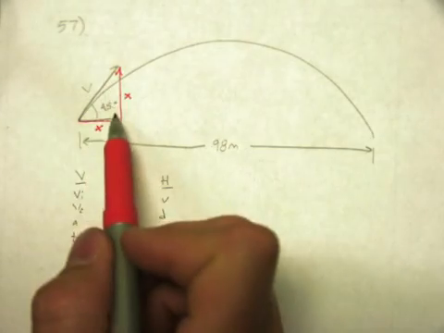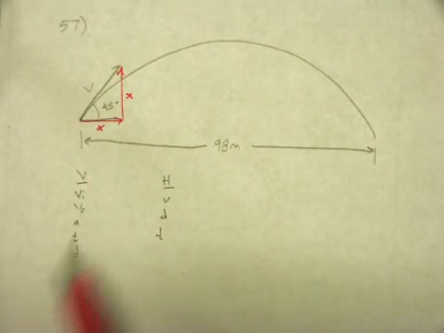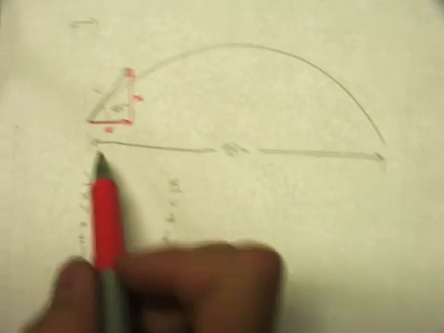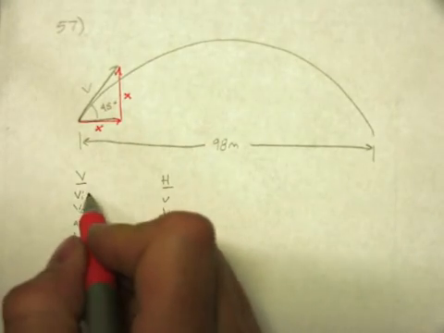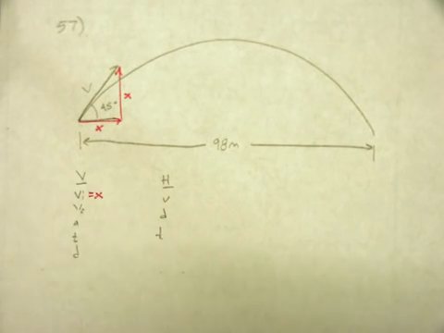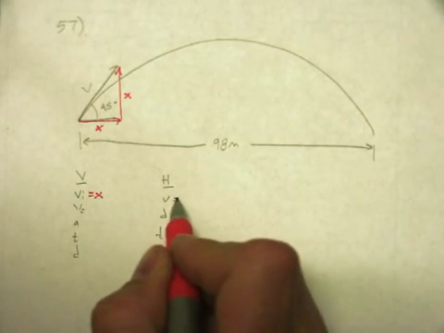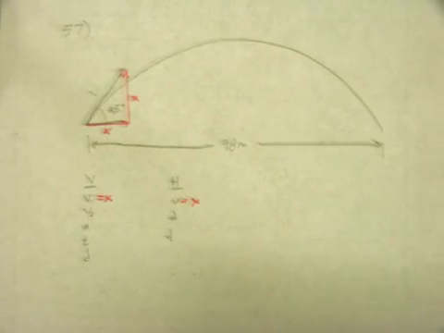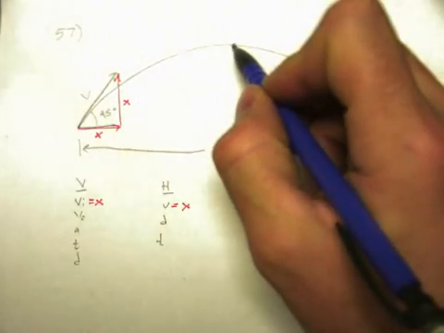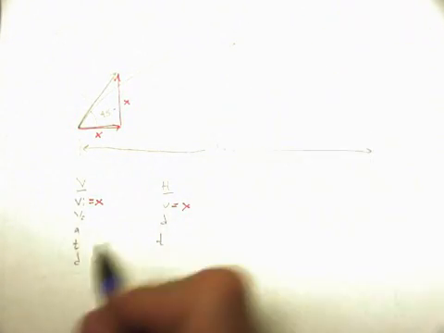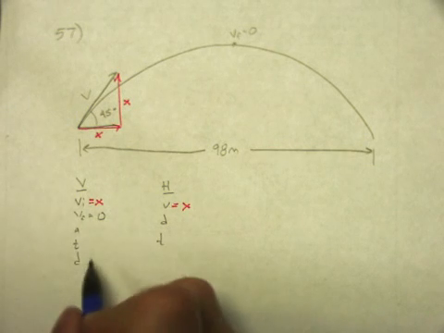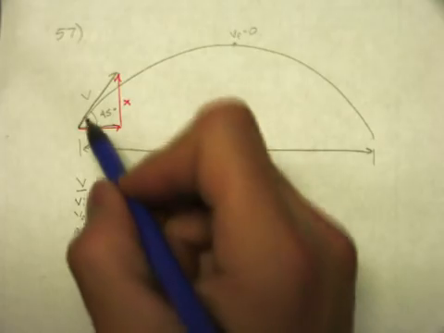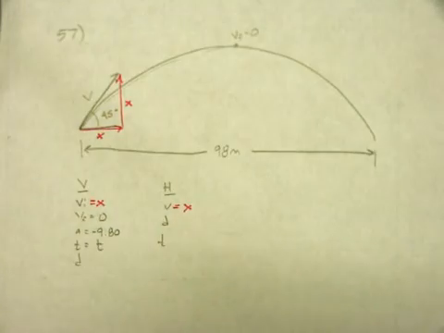Just knowing it's a 45-45-90 triangle, whatever they are, once I find these, I can use the Pythagorean theorem to figure out what v is. So I'll call this x. That's my initial velocity vertically, and it's also the velocity horizontally, so they're both x in this case. I'll say that the final velocity here is 0. The acceleration is negative 9.8. I don't know how much time it takes to get right here, so we'll call this time t.